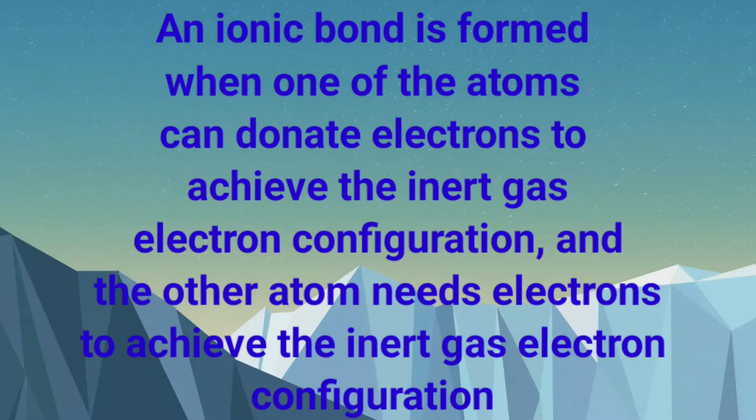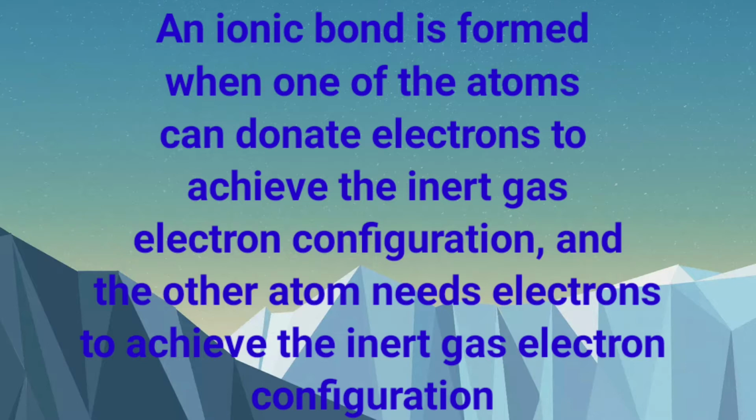An ionic bond is formed when one of the atoms can donate electrons to achieve inert gas electron configuration, and the other atom needs electrons to achieve inert gas electron configuration, children. The atom which donates electrons achieves inert gas electron configuration after donating, and the atom which receives the electrons also achieves inert gas electronic configuration.